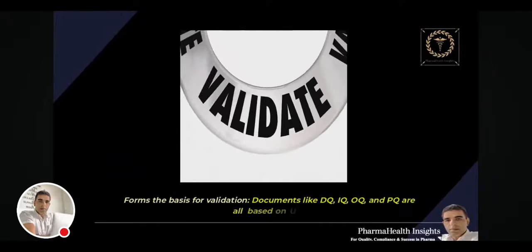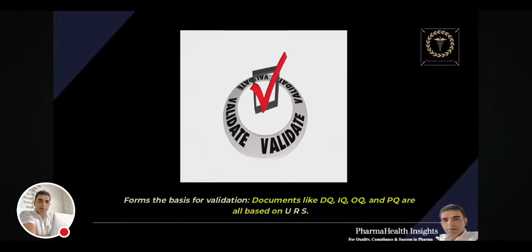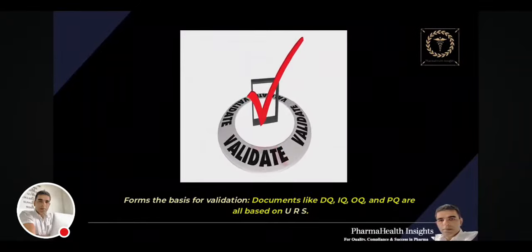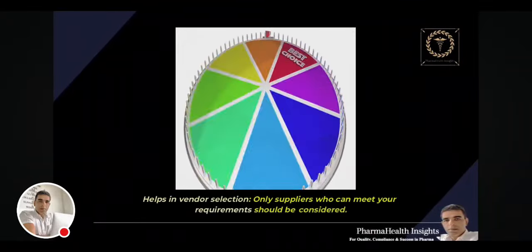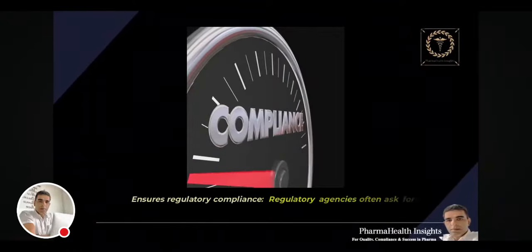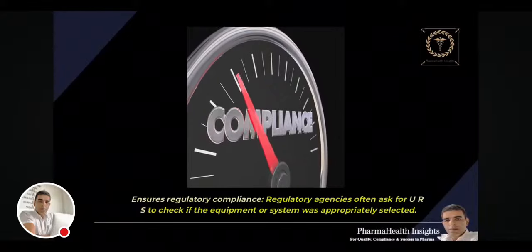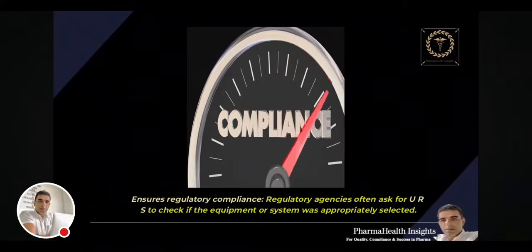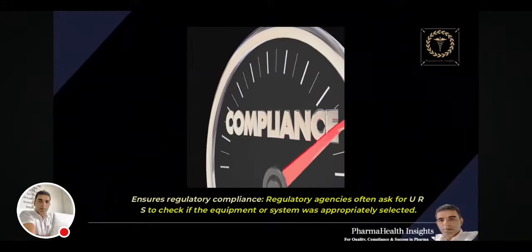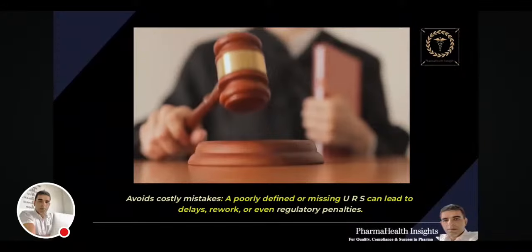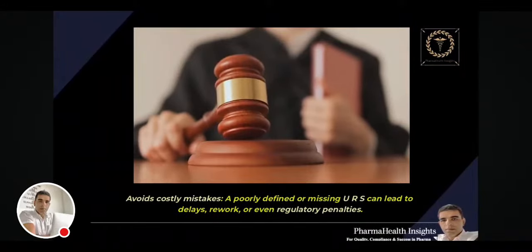Forms the basis for validation. Documents like DQ, IQ, OQ, and PQ are all based on URS. Helps in vendor selection. Only suppliers who can meet your requirements should be considered. Ensures regulatory compliance. Regulatory agencies often ask for URS to check if the equipment or system was appropriately selected. Avoids costly mistakes. A poorly defined or missing URS can lead to delays, rework, or even regulatory penalties.